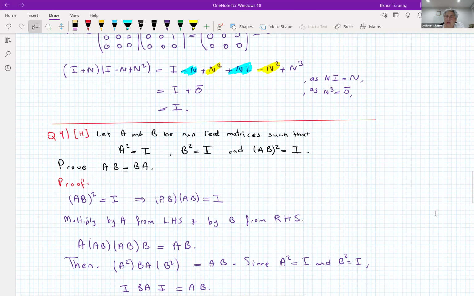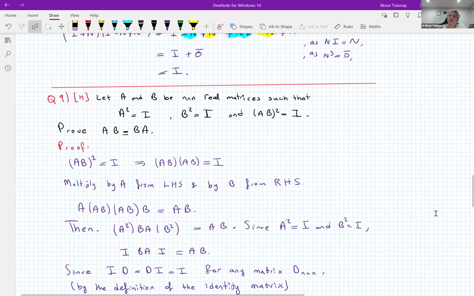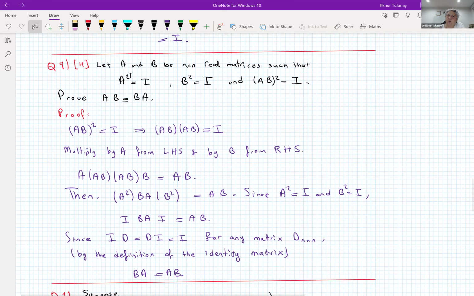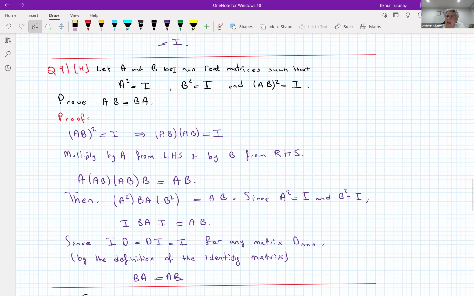Now I'm going to move on to a new one. So this one here, we have A and B, n by n square matrices with real entries. And A squared is identity, B squared is identity, AB squared is identity. And we would like to prove that AB is equal to BA.